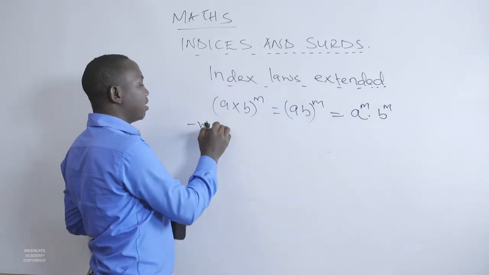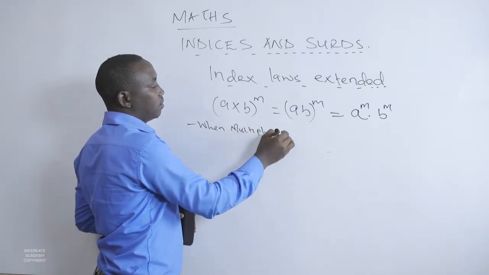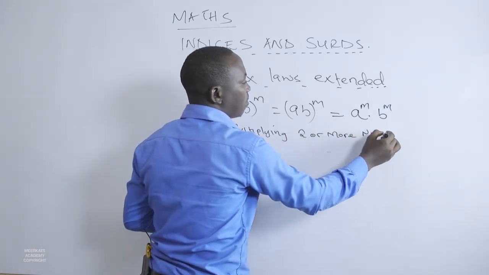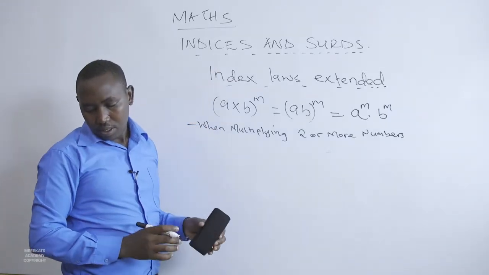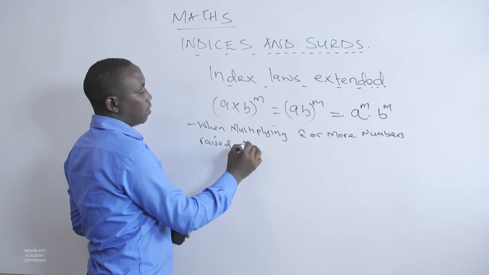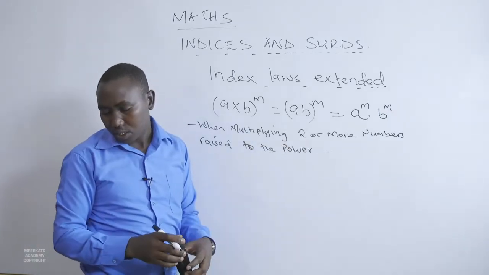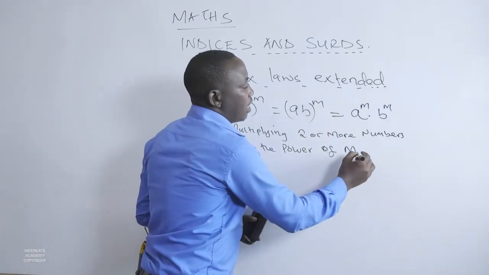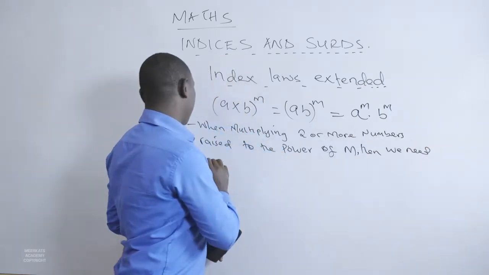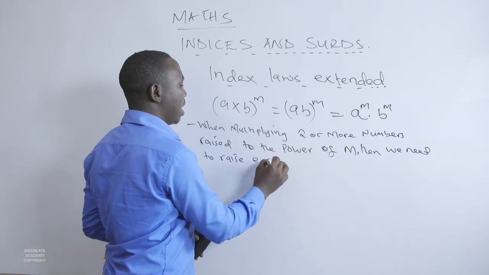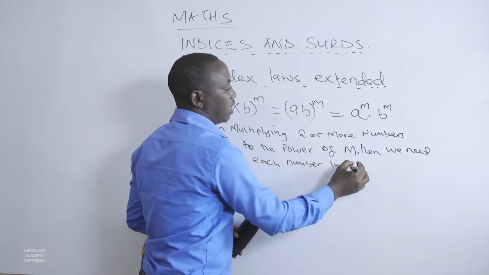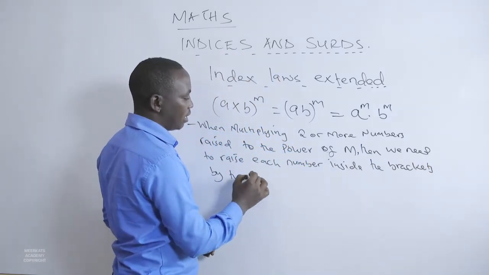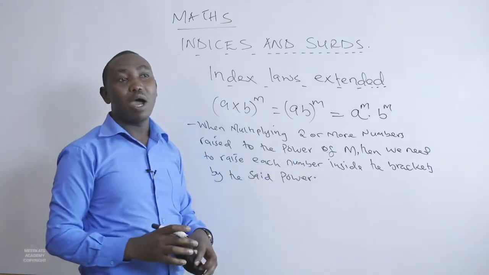That is, when multiplying two or more numbers raised to the power, and you are raising it to the power of m, as we were able to see, then we need to raise each number inside the brackets by the said power or the power in question.